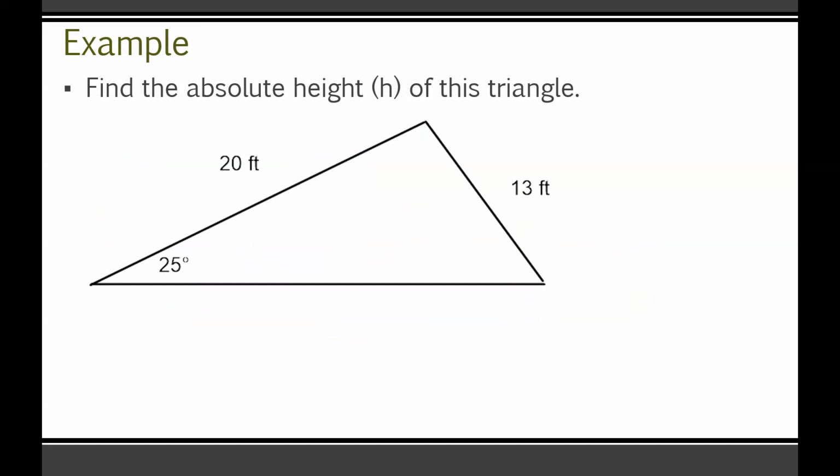I'm not going to get you to do it on your own. This is kind of just going to lay the groundwork for what we're going to do for the rest of today. This example is saying find the absolute height, which we'll call h, of this triangle. By absolute height, we mean literally how tall would this triangle be? So if this triangle was like the side profile view of a mountain, and you were asked how tall is the mountain, you would just care from the peak straight down to the ground. That would be your absolute height.